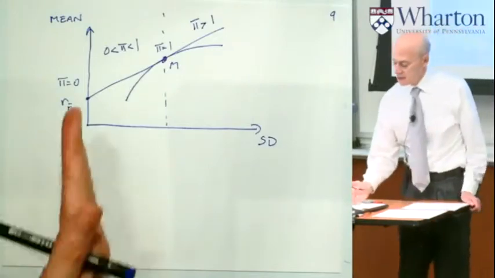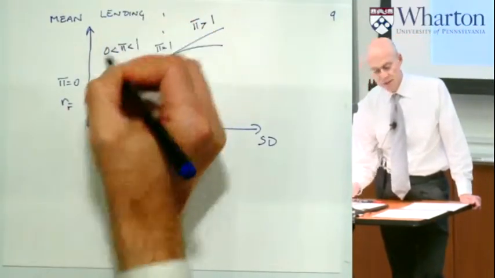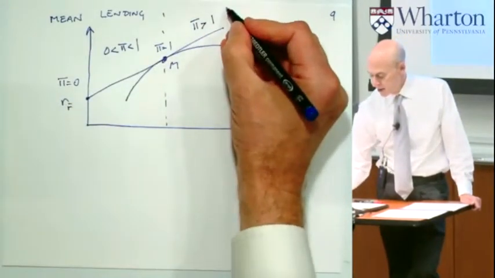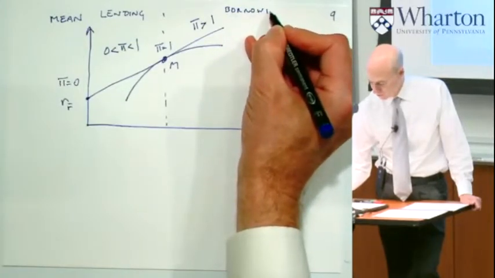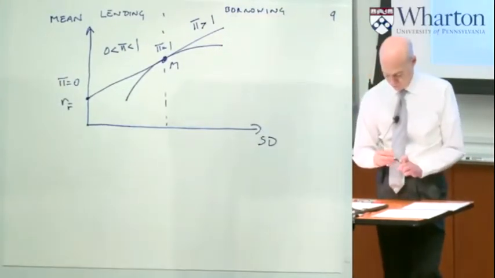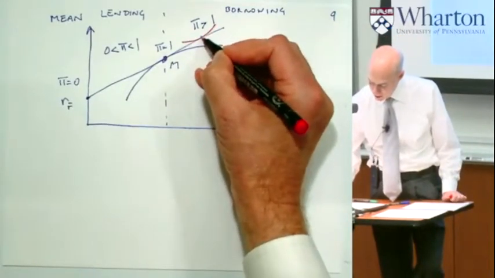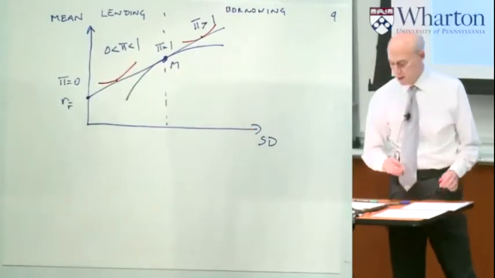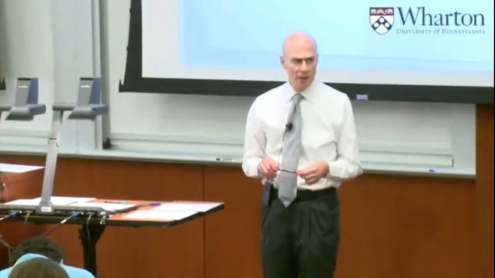So what you're doing in this portion is you're lending. You're lending to the government if you're buying government bonds. But here what you're doing is you're borrowing. So the way that you get up here is by borrowing. If you're down here, you're lending. Any questions on that?